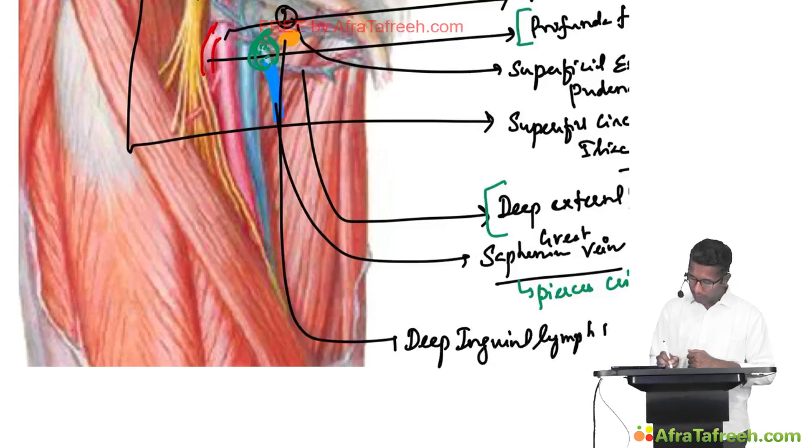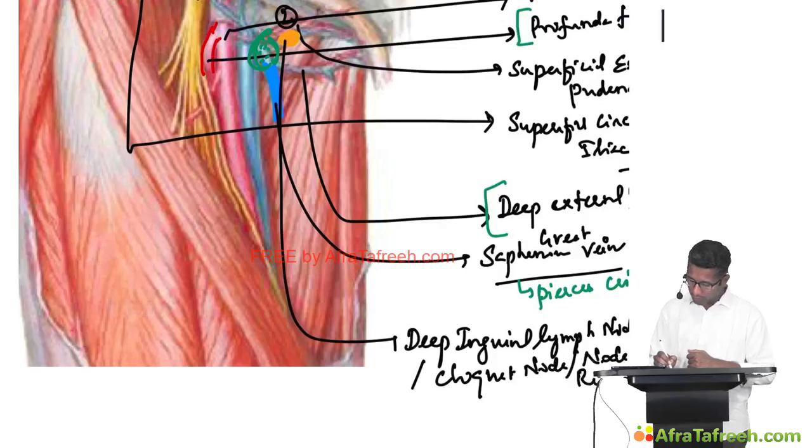This deep inguinal lymph node is also called the Cloquet node. It is also called the node of Rosenmuller.